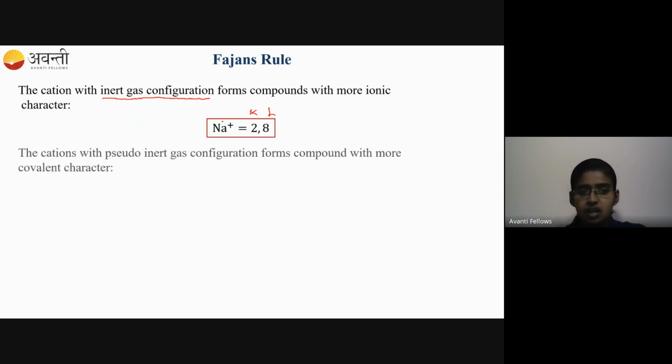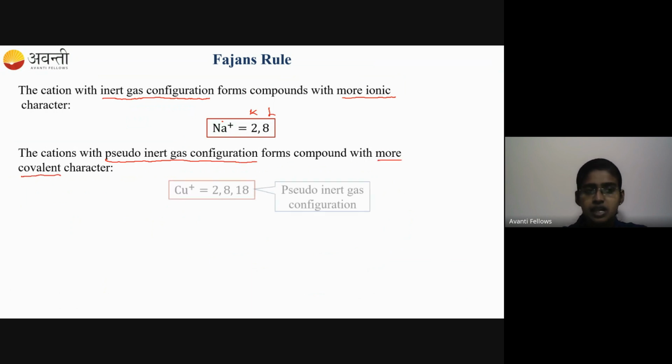Now the cations with pseudo inert gas configuration form compounds with more covalent character. Here the cation with inert gas configuration forms more ionic character, and pseudo inert gas configuration forms compounds with more covalent character. So what is that? We can take copper plus as an example. If I remove one electron from copper, I will have 28 electrons in copper, in which the configuration is pseudo. Pseudo means false. It is not an inert gas, but it is a kind of inert gas configuration. This pseudo inert gas configuration has more covalent character.